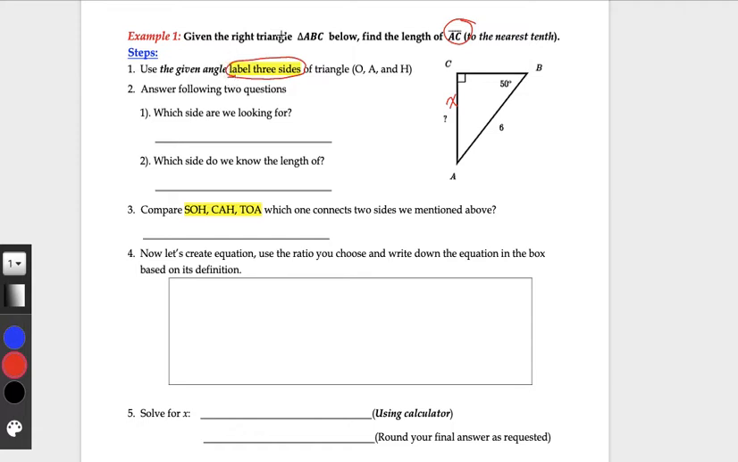As we mentioned before, when we label, we always need to know which angle we are going to use, because different angle, different answer, different position for these three sides. Since the angle given is 50 degrees, that will be the one we are going to use to label.